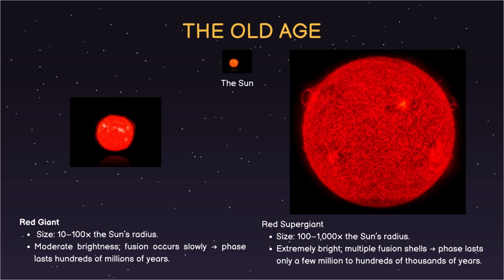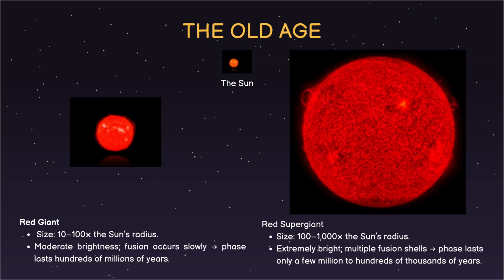Low and medium mass stars expand into red giants. Their size expands to about 10 to 100 times the sun's radius. The brightness is moderate, and fusion occurs slowly, so this phase can last hundreds of millions of years.